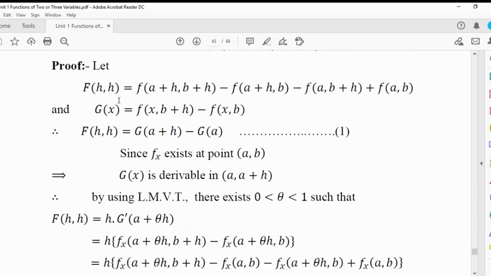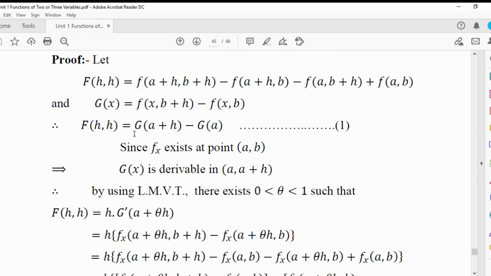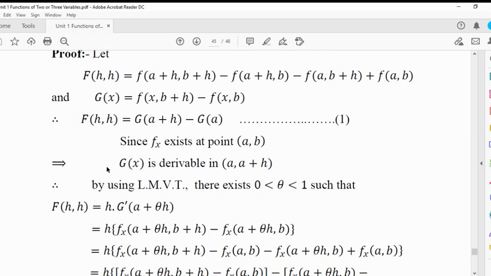Similarly, as above, define the function f of (h, k), which we have defined above. Just here replace k with h. So f of (h, h) is nothing but f of (a plus h, b plus h) minus f of (a plus h, b) minus f of (a, b plus h) plus f of (a, b). Also, as above, take g of x as fx of (x, b plus h) minus fx of (x, b). So f of (h, h) is nothing but g of (a plus h) minus g of (a). Since fx exists at (a, b), g of x is derivable on the open interval a to a plus h.